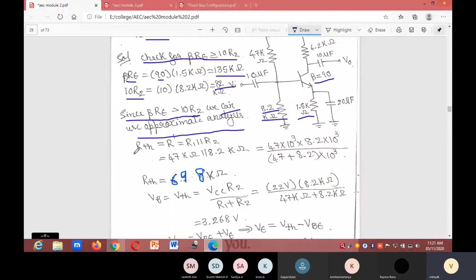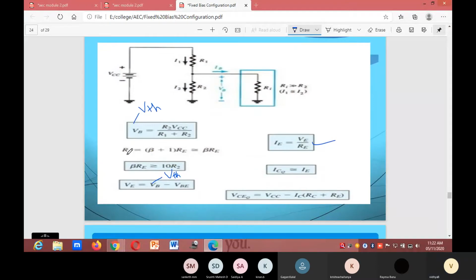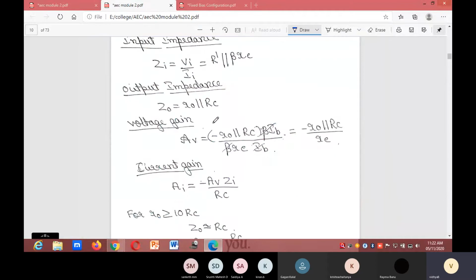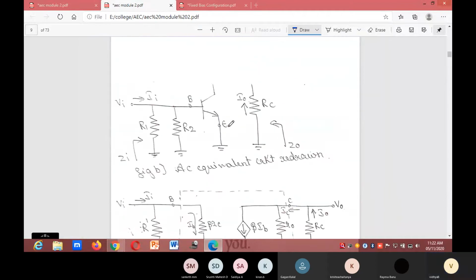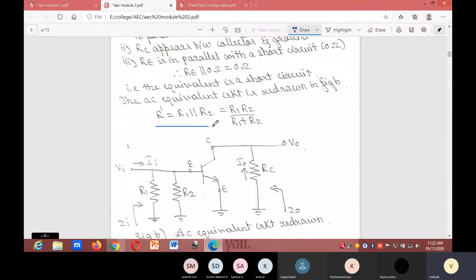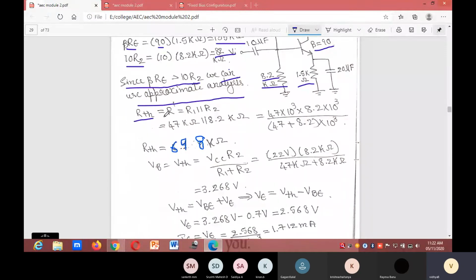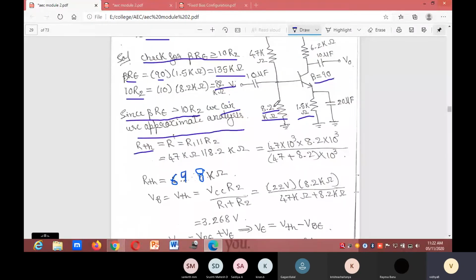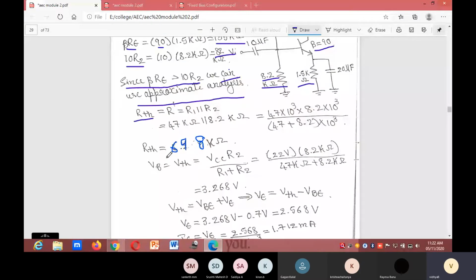Okay, next RTH. You can observe here, RTH is equal to R1 parallel R2, or R dash is equal to R1 parallel R2, that is equal to R1 into R2 divided by R1 plus R2. That is what we have done here. R1 value is 47 kilo ohm and R2 value is 8.2 kilo ohm. If you solve, you will get 6.98 kilo ohm. This is RTH value or R dash value.